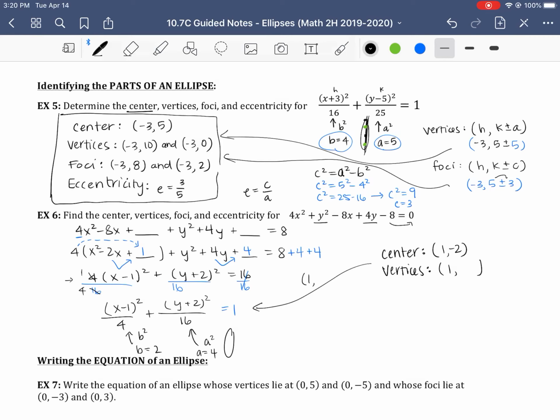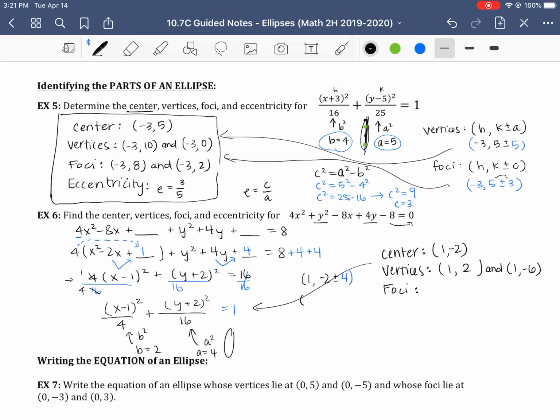But we do want to add and subtract that a value. So again, our vertices are going to look like we've got 1, but then we are going to take the negative 2 and we're going to add and subtract the a value. Again, that a value was 4. So if we do negative 2 plus 4, that gives us 2. And the other one would be 1 comma negative 6.